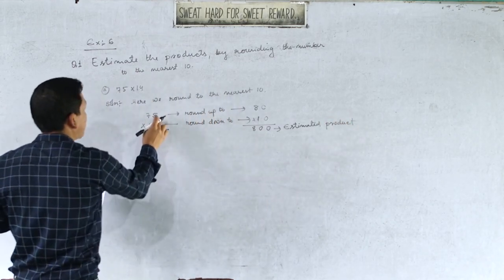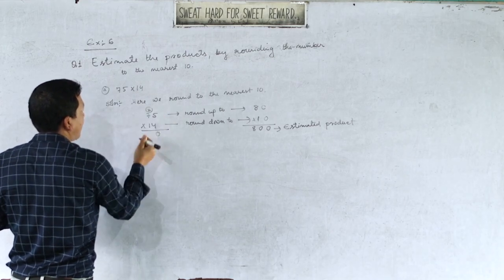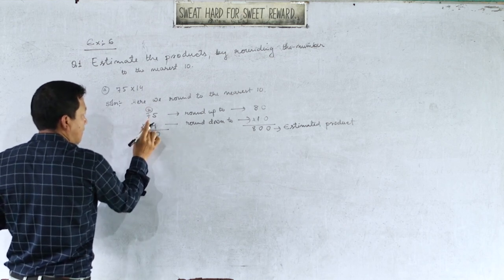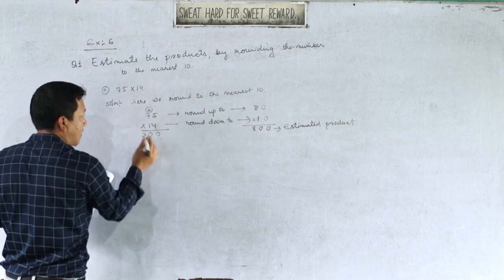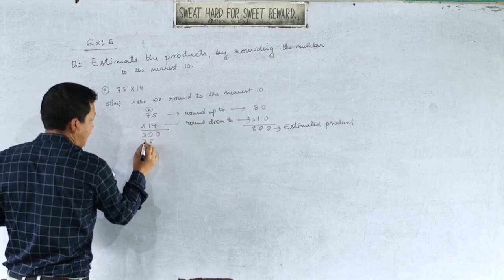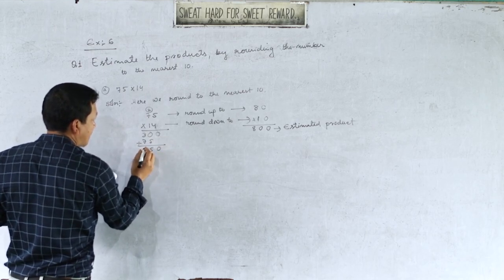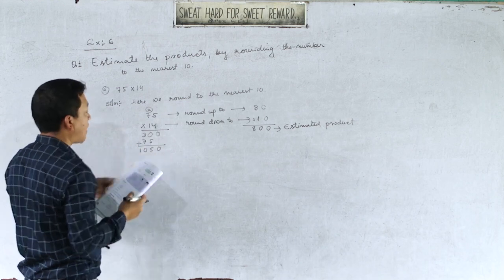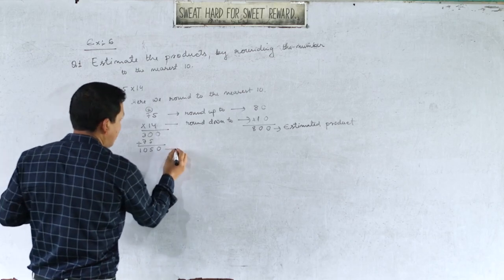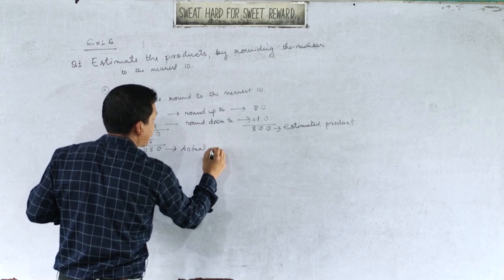This is the actual product. 4 5s are 20, 2 in hand. 2 plus 8 is 10, 0 and carry one. Leave one place. Now ten's place: 5 ones are 5, 1 seven is 7. Add it: 0, 5, 10. Means 1050. 1050 is the actual product.